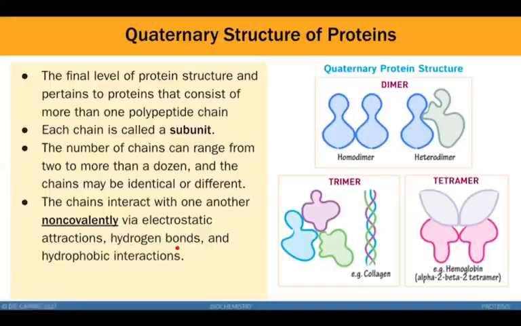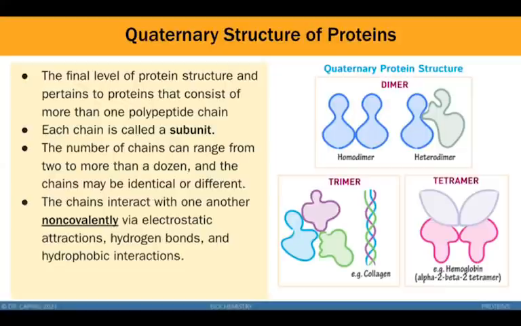So this is the structure of the quaternary protein structure. It consists of more than one polypeptide chain. In tertiary structure, we are only dealing with one polypeptide chain folding on itself.